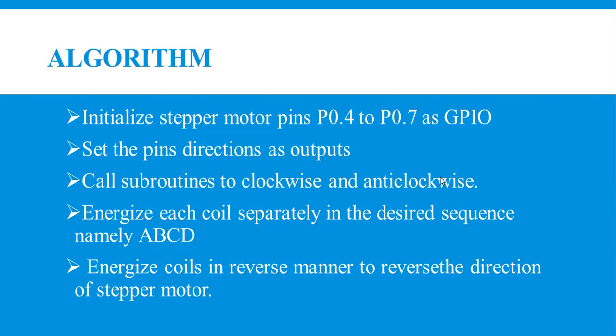In a clockwise direction the sequence is energizing the coils A, B, C, D, but in the anti-clockwise direction you have to energize the sequence from D, C, B, A. So the sequence is reversed in the anti-clockwise direction. So you have to write two separate subroutines and call those two subroutines, energizing each coil separately in the desired sequence, and energize the coils in the reverse manner to reverse the direction of the stepper motor.